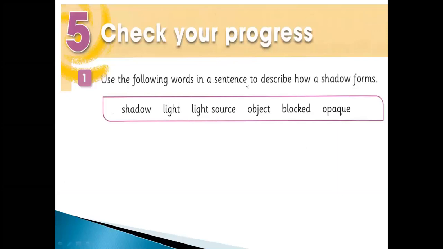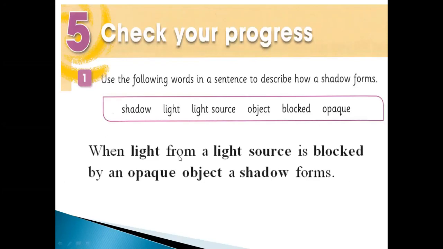Use the following words in a sentence to describe how a shadow forms: shadow, light, light source, object, blocked and opaque. So let's make a statement. When light from a light source is blocked by an opaque object, then in this way we can say a shadow forms. A shadow forms by an opaque object.